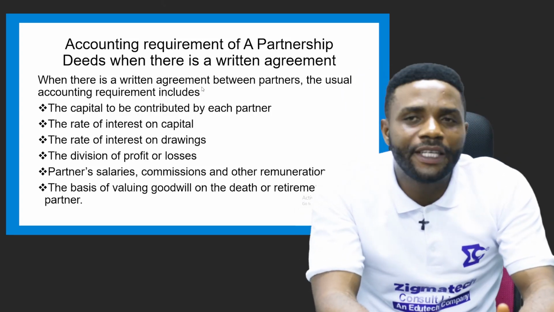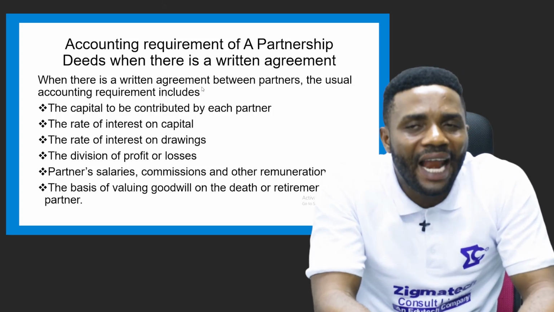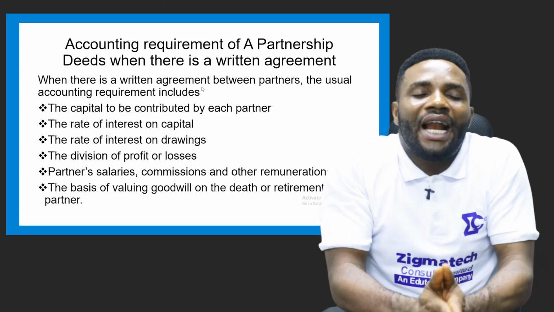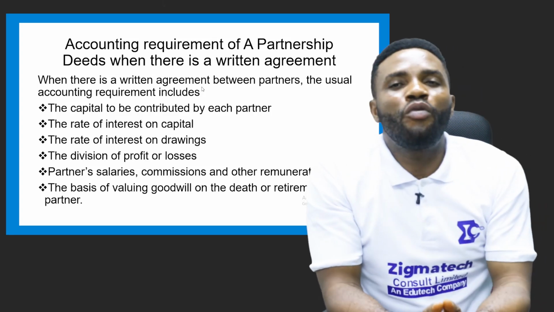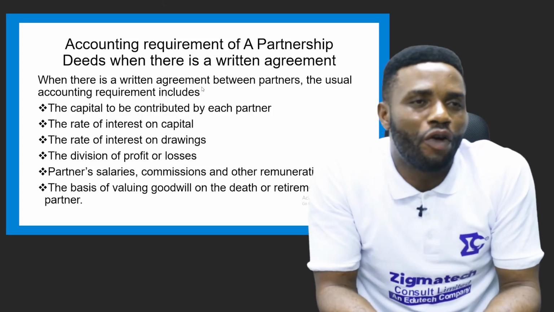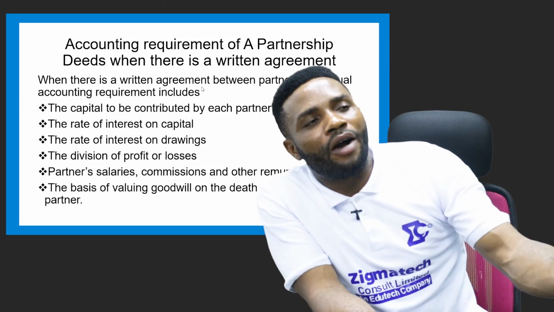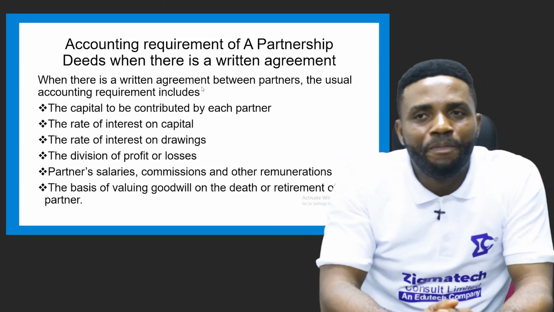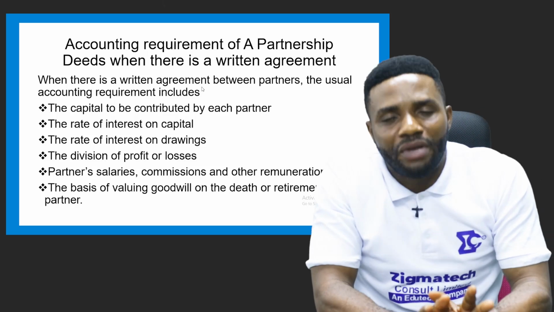So at this point, the interest must be spelled out in the partnership deed. Whenever the interest is spelled out, nobody will come tomorrow and say, I'm not satisfied with the interest that is given to me on my capital, or partner A will say, I'm not satisfied. As long as it is spelled out, everybody will be satisfied.